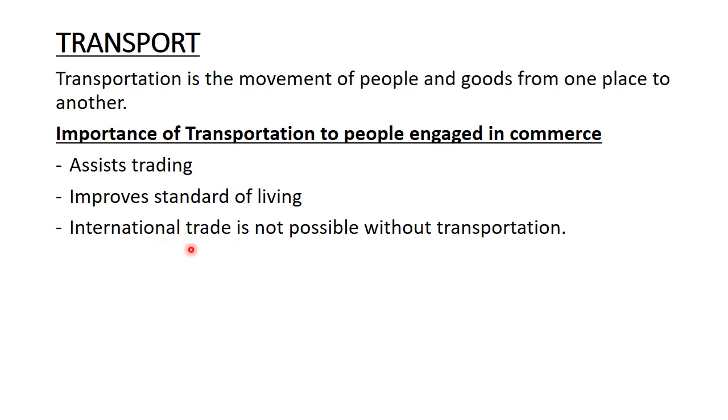Also, in international trade, it's not possible to make trade happen without transportation. Think of it in this way: you want to buy things from Australia, and Australia is not connected to Zambia by land, so you need some special mode of transport, either by sea or by air, for you to receive the items. So international trade is not possible without transportation.